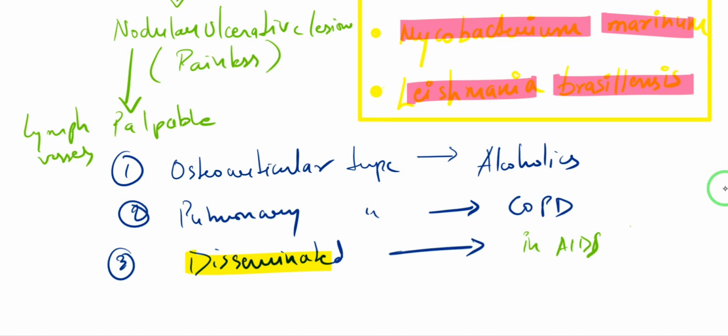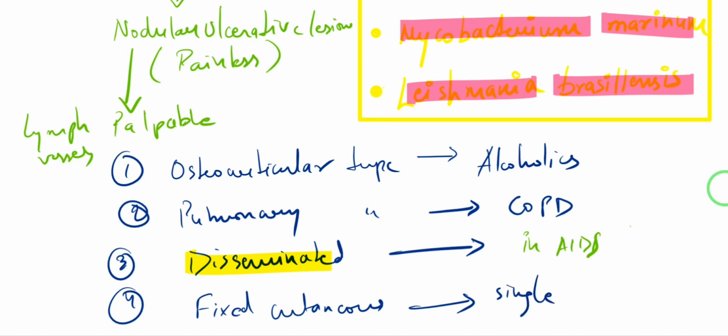Now, the fourth type, we have fixed cutaneous sporotrichosis. Okay, in this there is no spread along the lymph vessels. There is a single nodular lesion which is present, and it does not spread along the lymphatics. Alright, so this was about the pathogenesis and the clinical types.